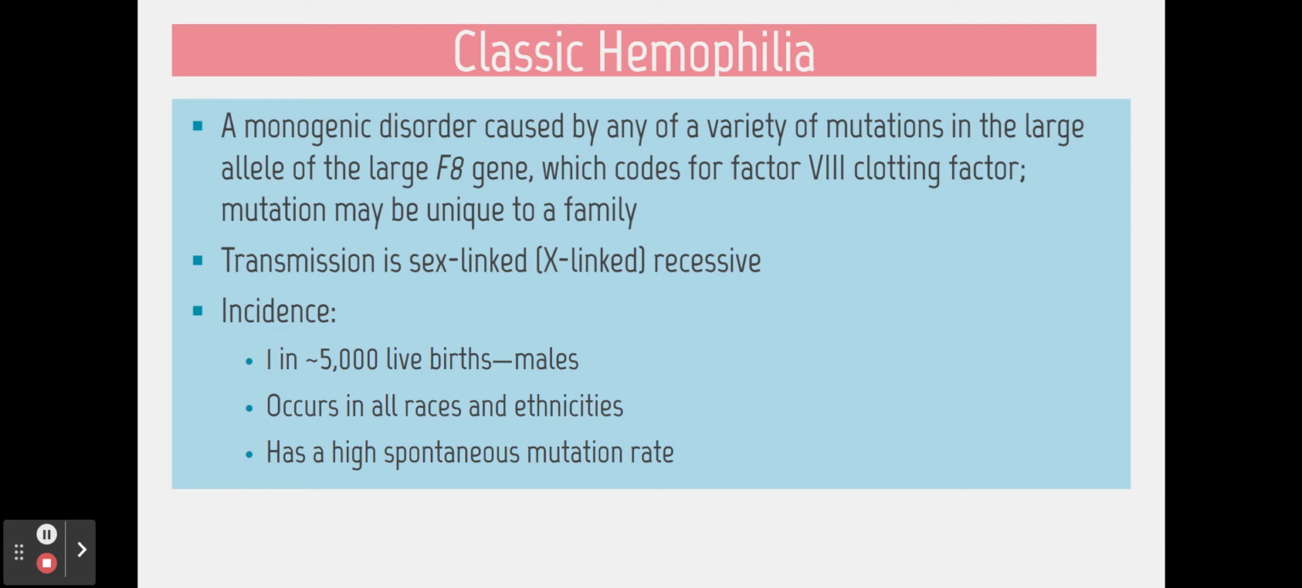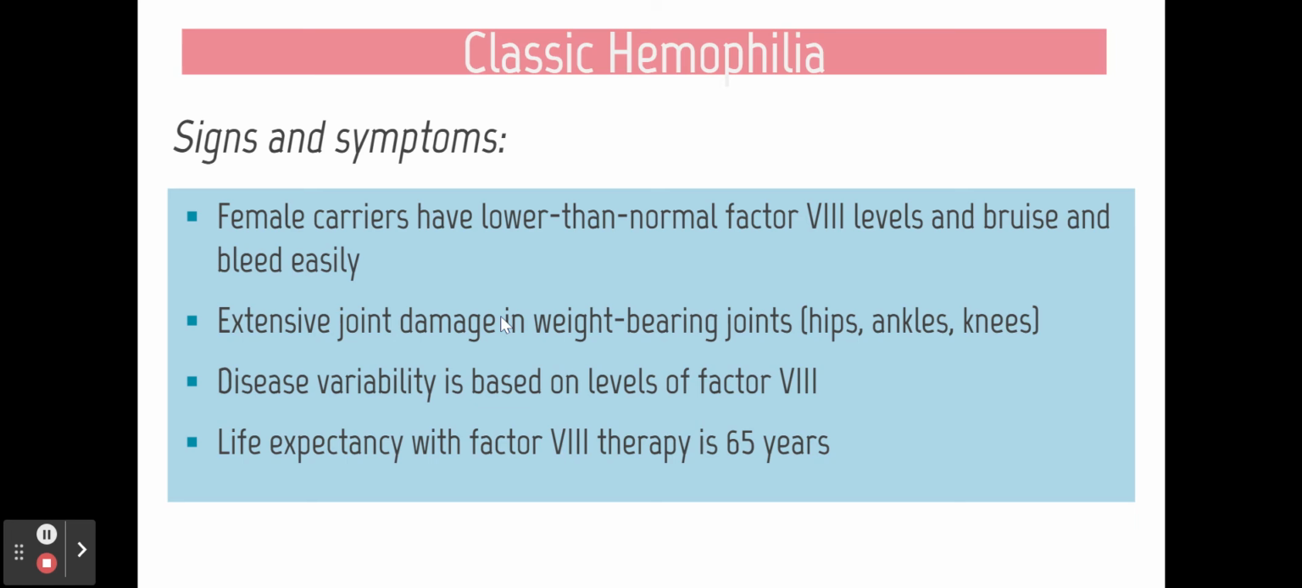Incidence is 1 in 5,000 live births, almost exclusively males, and it occurs in all races and ethnicities. And just like Duchenne's, it has a high spontaneous mutation rate, where you've never seen it in a family before, and now here it is. Signs and symptoms: female carriers may actually have slightly increased bleeding because they have just a little bit less factor 8 in their blood. So they might be the ones that have heavy periods and are always bruising. They might have a history of postpartum hemorrhage, but nothing that would indicate that they're carriers for hemophilia. Not all female carriers will have that tendency, but some will.